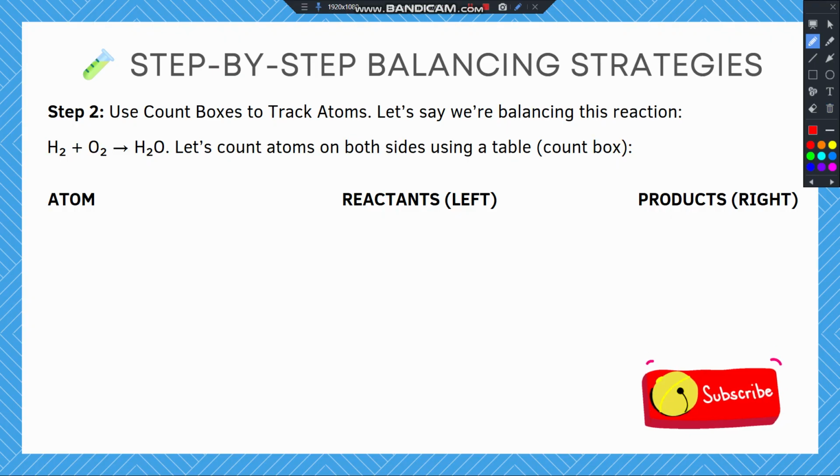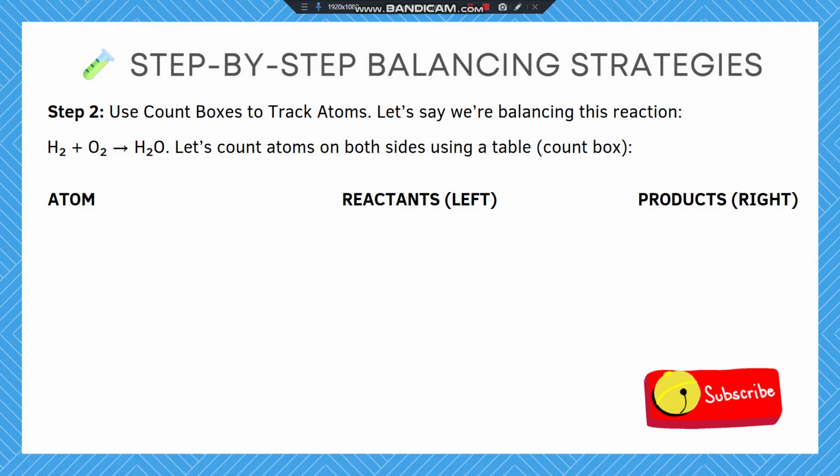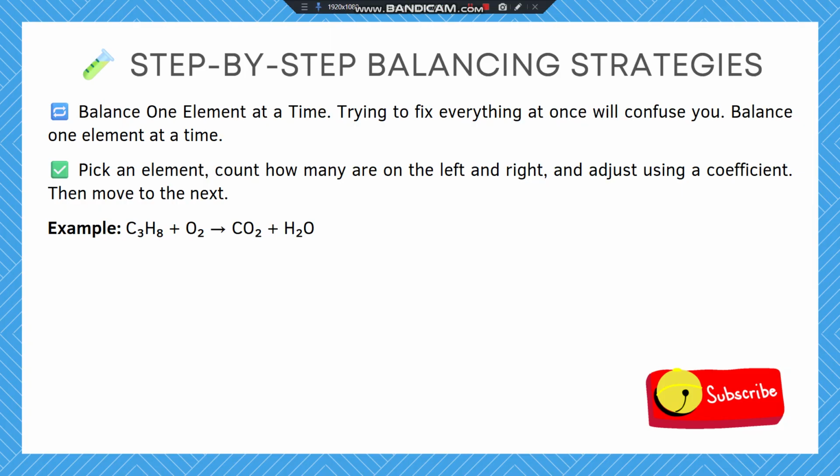So we've dealt with that example. Let's proceed to the next rule that we need to apply when we're balancing chemical equations. Rule number 2 says balance one element at a time.